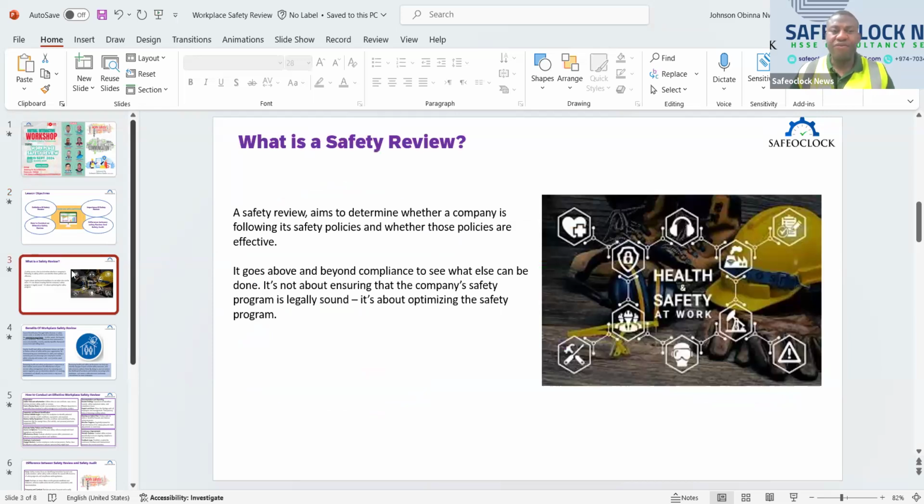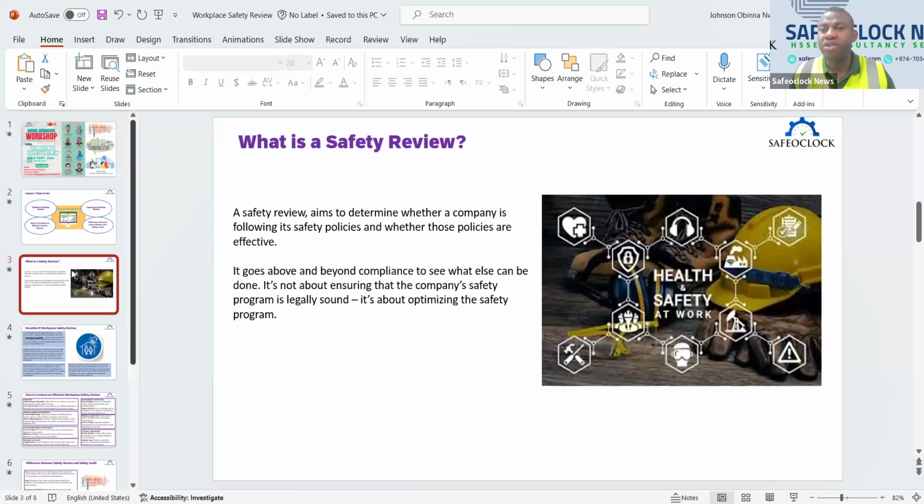So what is safety review? Safety review is that system where an organization tends to determine if its own policies and procedures are effective or not. So it's majorly organization based. It's majorly a workplace interest. The workplace is interested in trying to find out if the safety policies, safety procedures, the safety systems and programs they already have in place are effective or not.